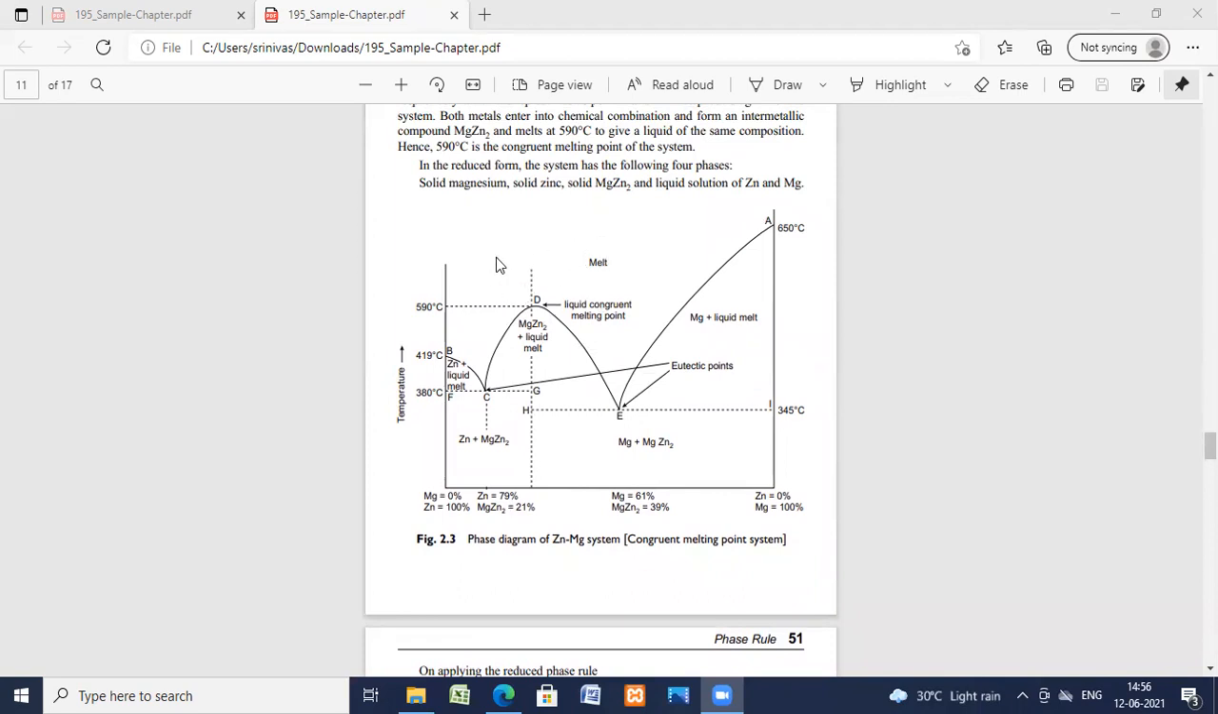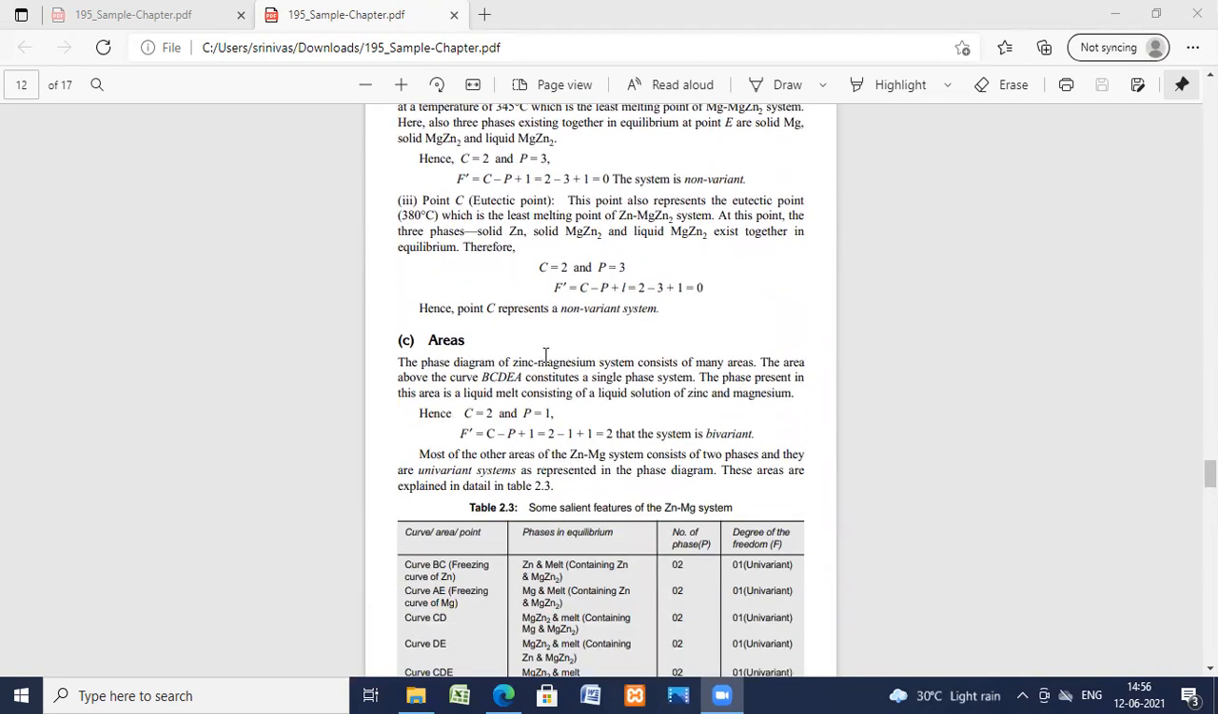You get bivariant only for this melt, above B, C, D, E, A. Now coming to the remaining areas, all the remaining areas are the same. C is 2, P is 2, and F you get as 1. So all the areas you get as univariant systems.